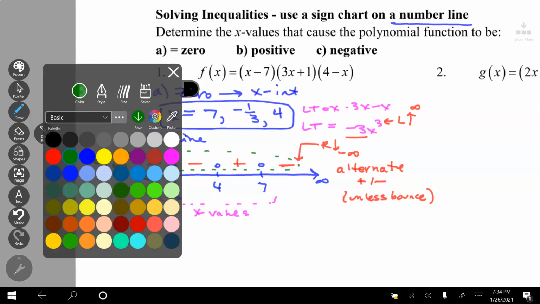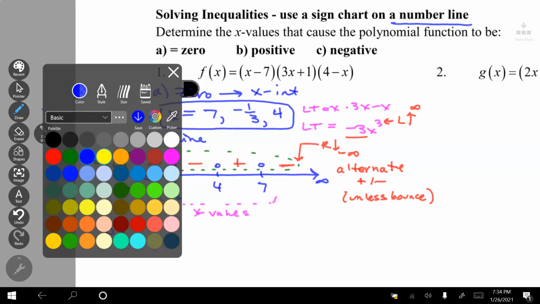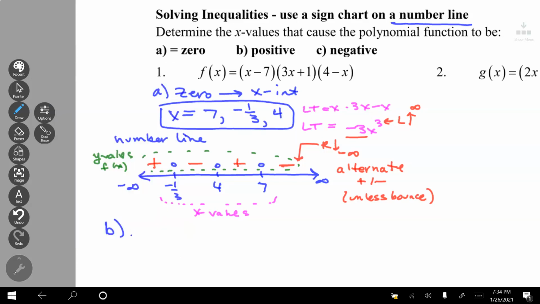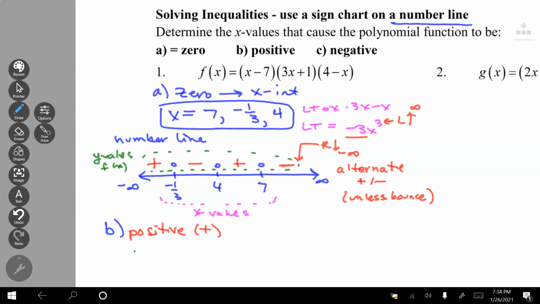So part B asks for where things are positive. I want when things are positive. Or I want to know where the plus signs are at. So according to this graph, the plus signs are in the intervals negative infinity to negative 1/3 in union with 4 to 7. That's where I see the plus signs.